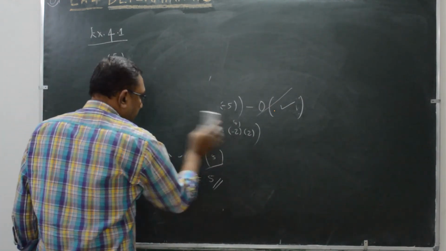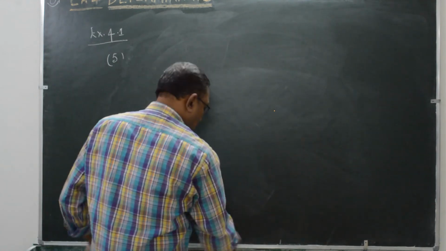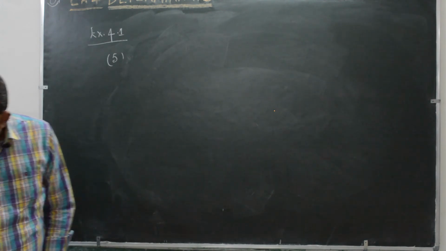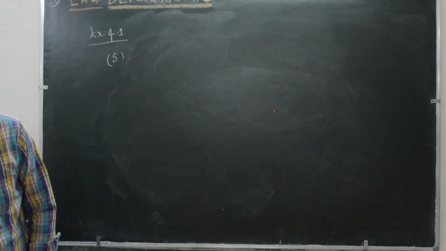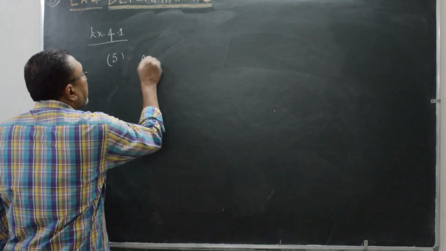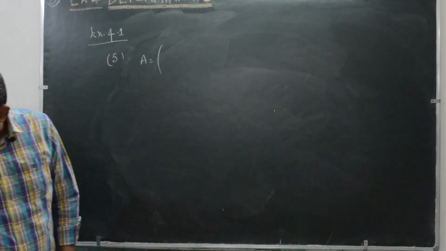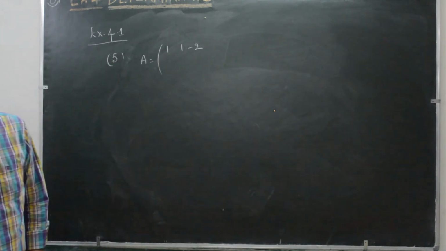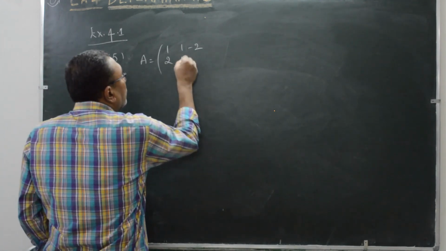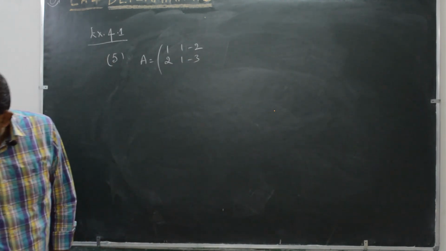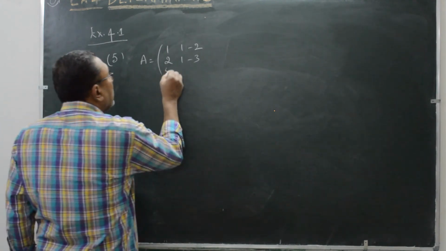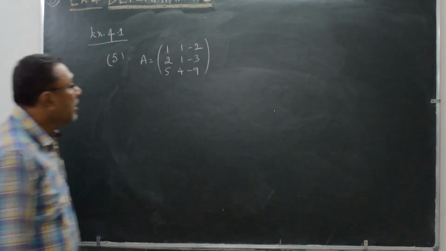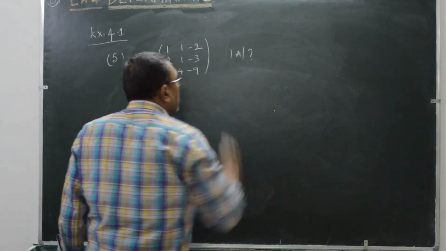Take the next example, 4.1. What it says is, if A is equal to so much, find the determinant value. A is given with 1 1 minus 2, 2 1 minus 3, and the final row is 5 4 minus 9. Then we have to expand and find the determinant value.